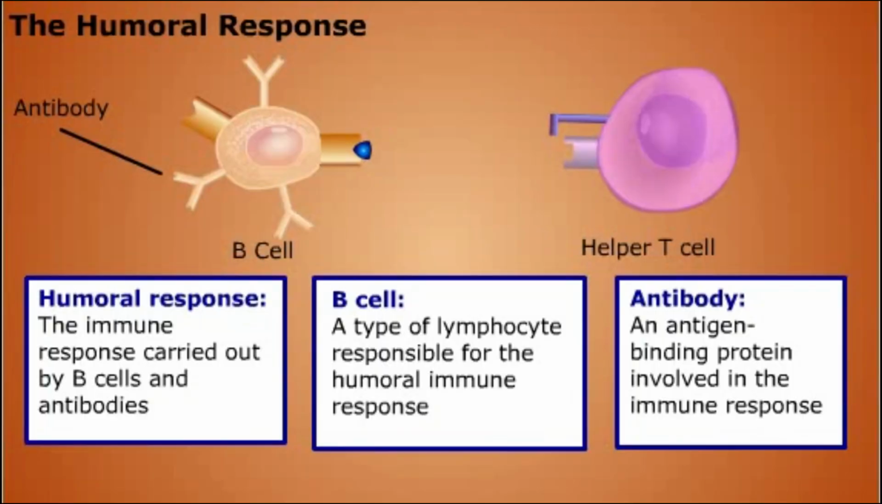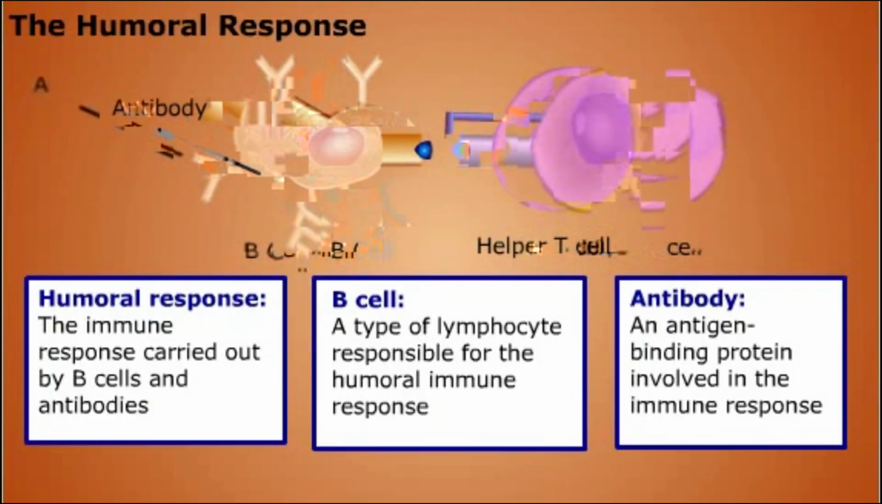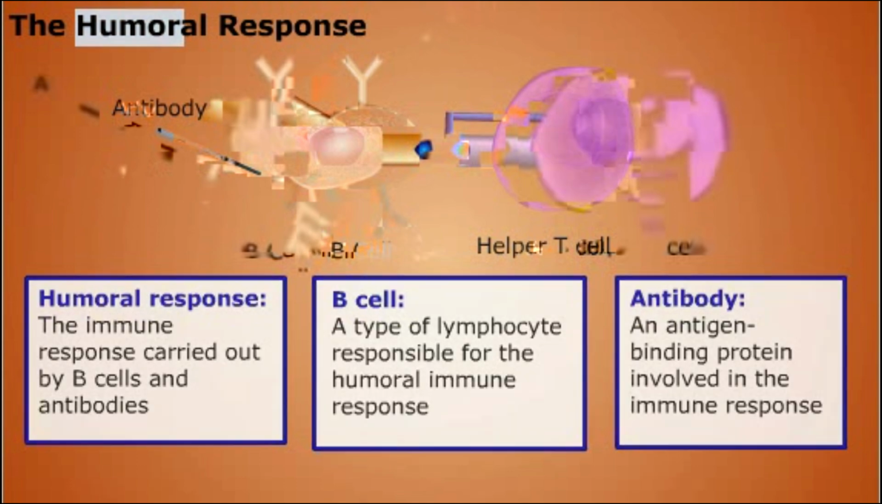B cells are part of the humoral immune response. Activated B cells secrete antibodies, antigen-binding proteins that circulate in the blood and lymph. These fluids used to be known as humors, which is how the humoral response was named.